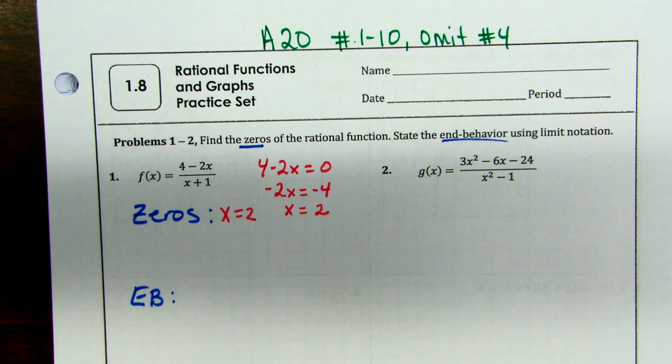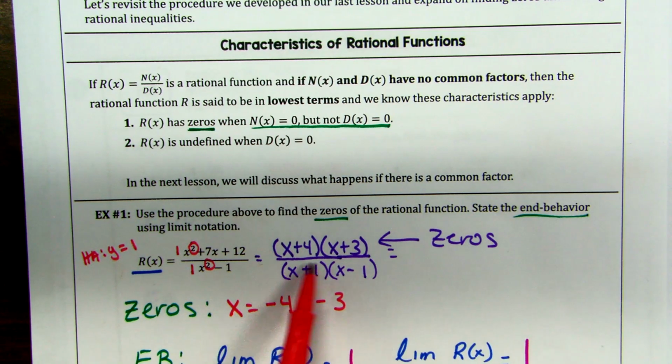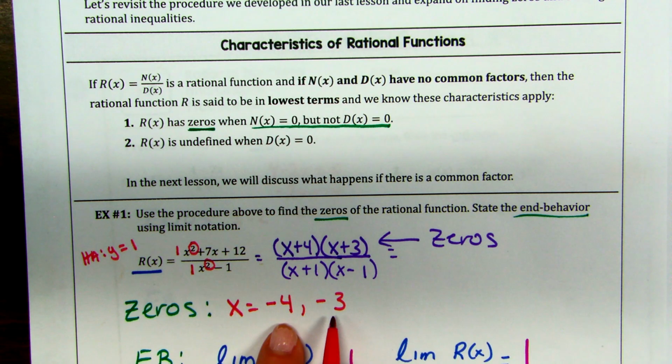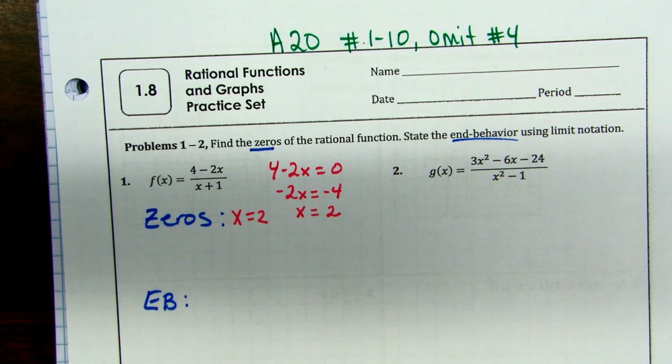Sorry? Zeros only come from the numerator. Remember the very first example we did? Yeah. Okay. Critical values includes the zeros, but it's not only zeros. Good, Jocelyn. You worked that through in your head.